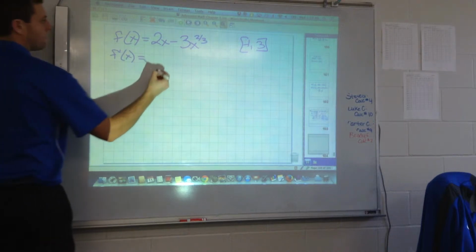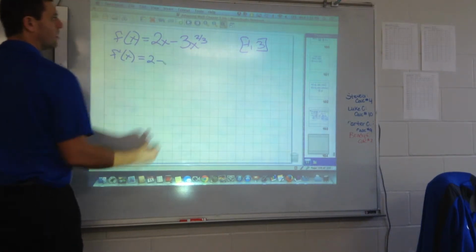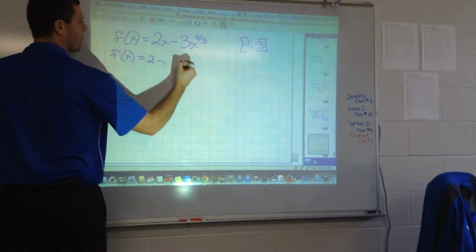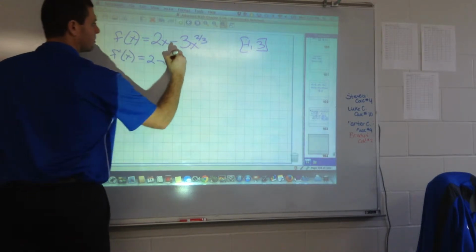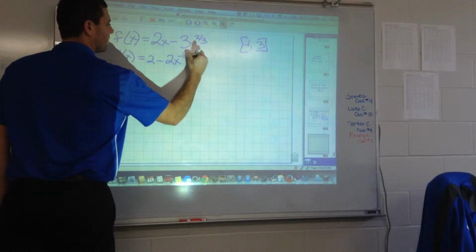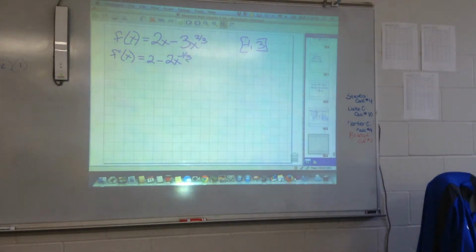Derivative, what do we got? 2. 2/3 times 3, what's 2/3 times 3? It'll be 2x to the -1/3. How did we do that? 2/3 times 3 is 2. And then x raised to 1 less power.